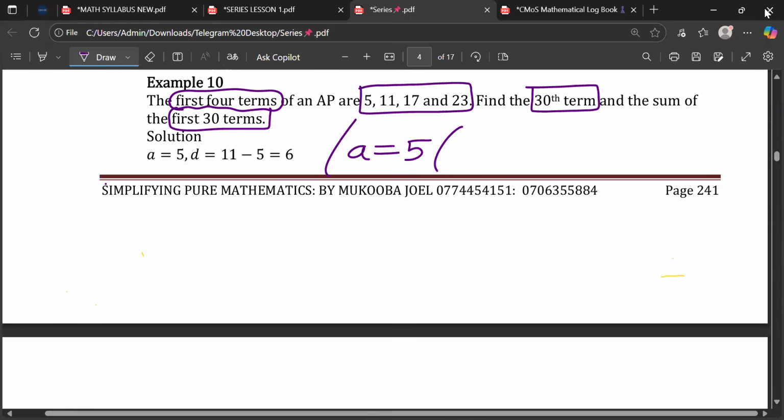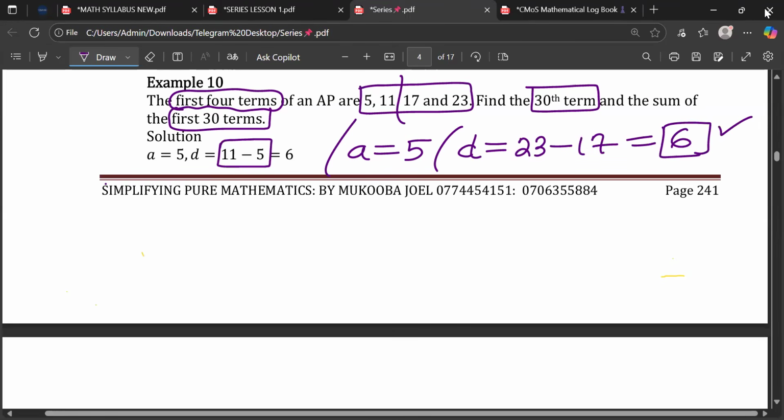Then when I pick any 2 terms and I subtract the preceding term, I realize that my D may be, you see here, this person chose 11 minus 5. For me, I can choose the last 3 and I said 23 minus 17. Still, I get the same value, 6. So I have the value of A, which is 5, I have the value of D, which is 6. You get the point? They want the 30th term.